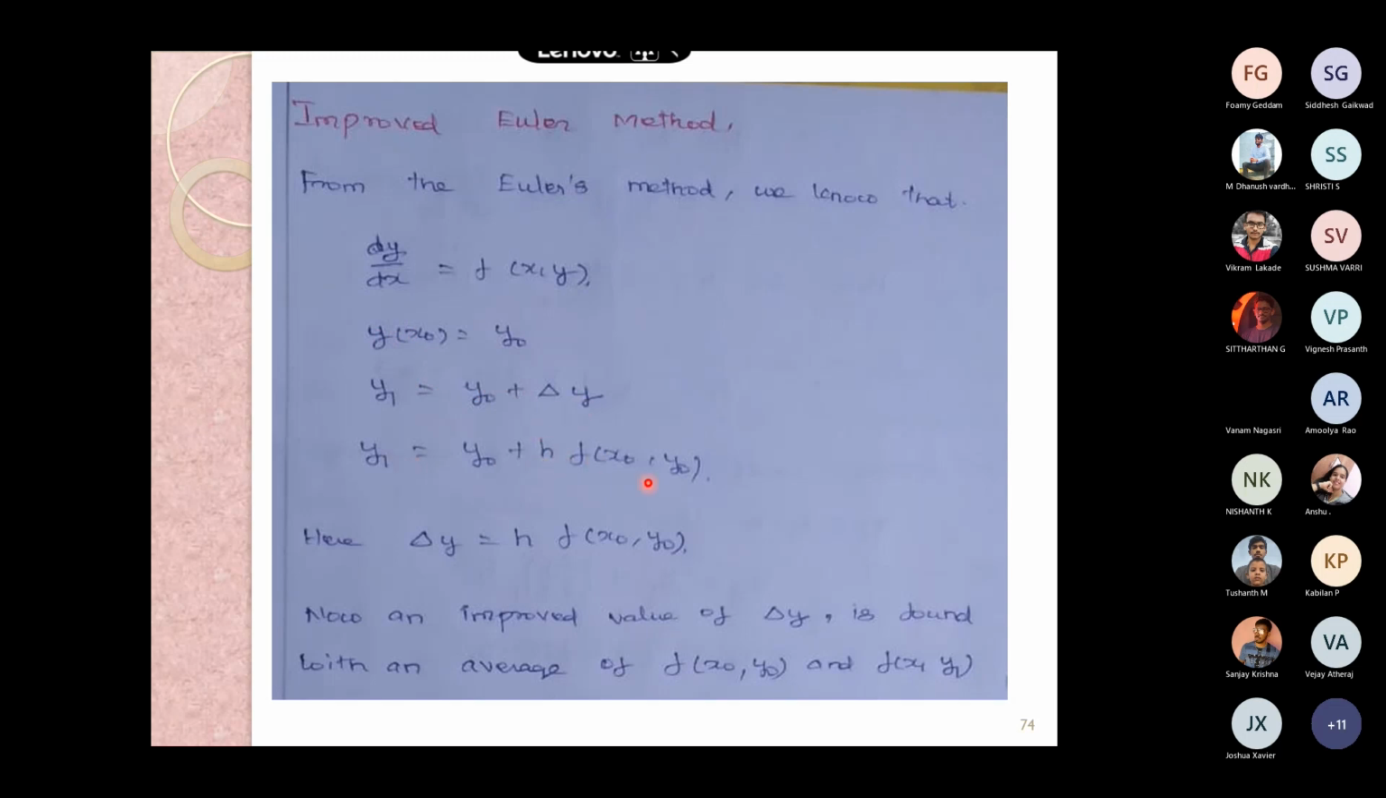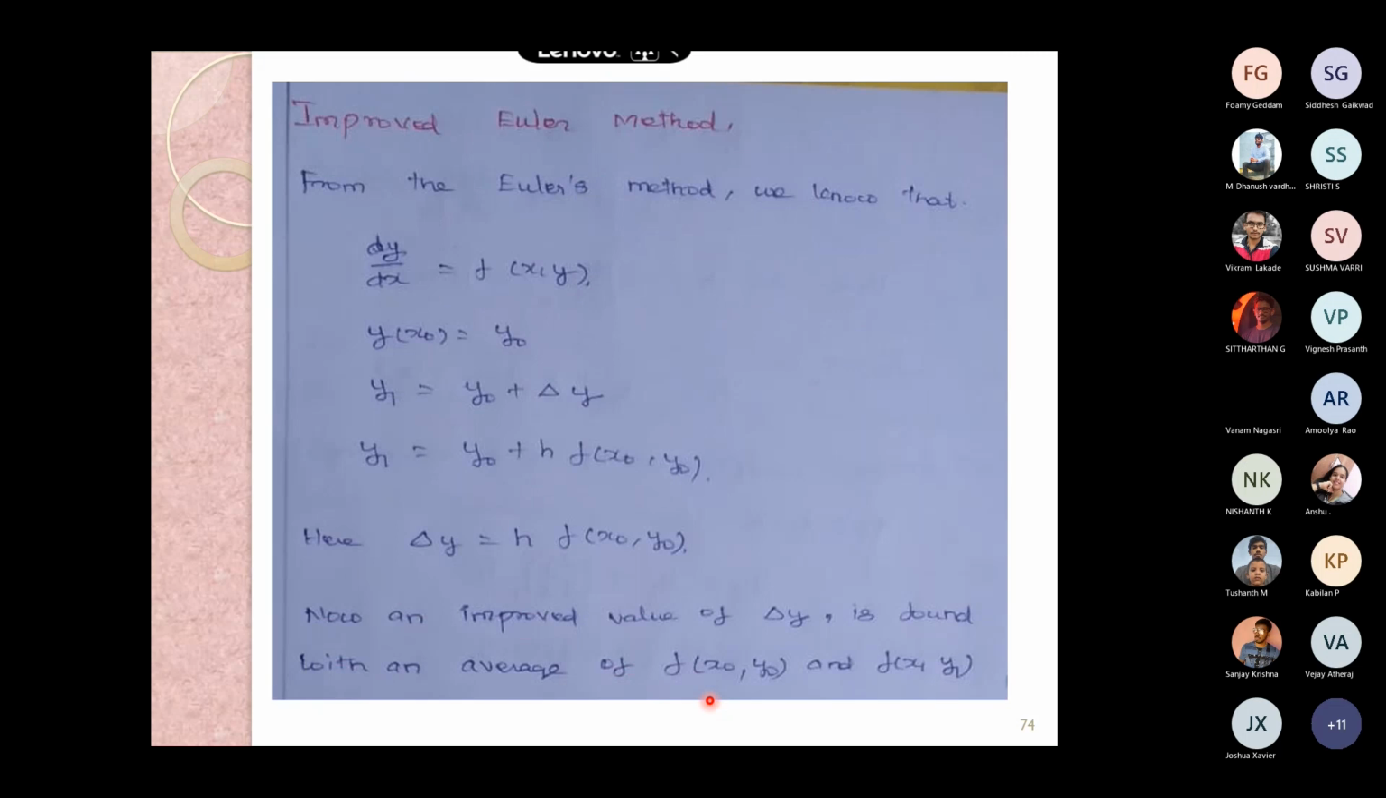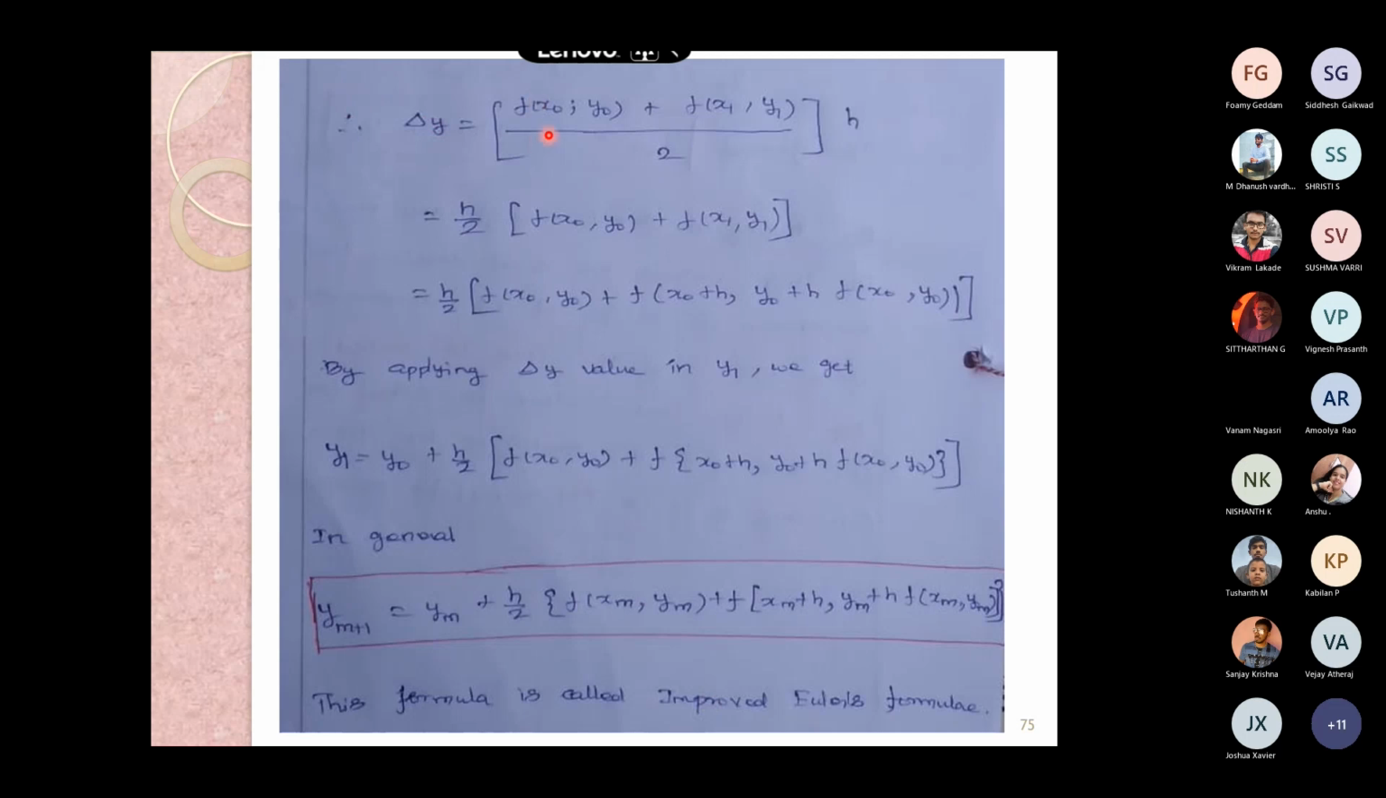We applied h into f of x naught comma y naught. And what we are going to do with this improved Euler method, instead of f of x naught y naught, we can consider it as an average of f of x naught y naught and f of x1 y1. So for delta y, I am going to consider the average, f of x naught y naught plus f of x1 y1 divided by 2, into h. Therefore, the h becomes h by 2. Here f of x naught y naught plus f of x1 y1.